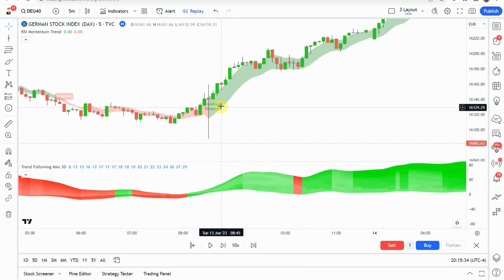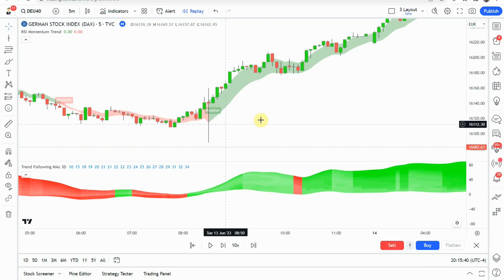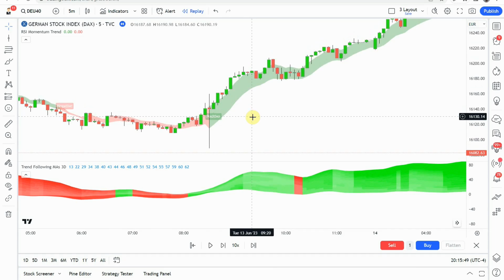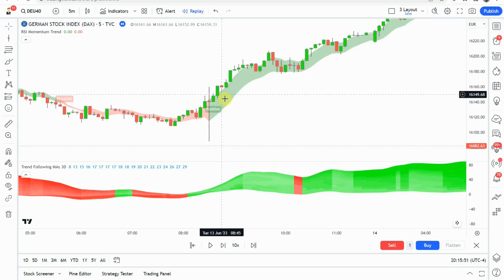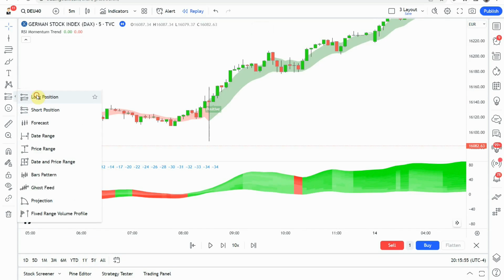We get the positive tag right here with a green candle, and then the next candle, obviously, is another green candle. Then we look down at the trend following MAs, and it is in a green coloration in the cloud there. That gives us all the pieces that we need for our entry. Pretty simple entry right there.